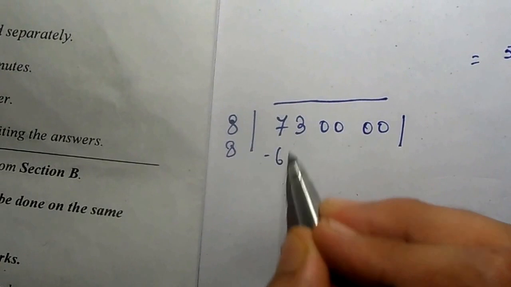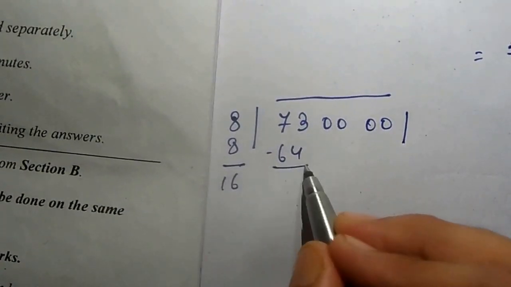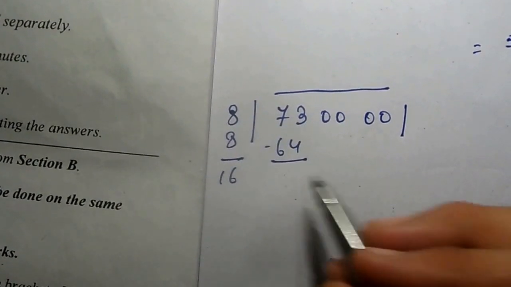8 8s are 64, minus 64, and that will give us what? 8 plus 8 is 16, and we'll deduct it over here. That will give us 9.